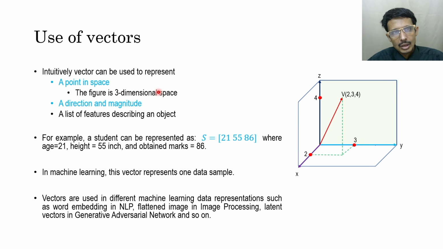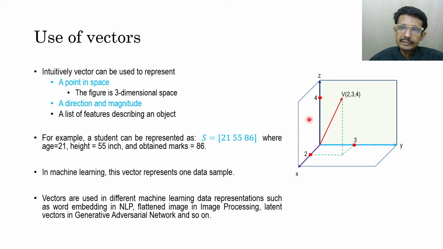Now, what is the use of vectors in our study of machine learning and generative AI? Intuitively, a vector is used to represent a point in a space. In this case, this space is 3-dimensional. It may be another dimension. If there is a 5-dimensional vector, then the space is 5-dimensional. So in general, a vector has 2 components: the magnitude and the direction.